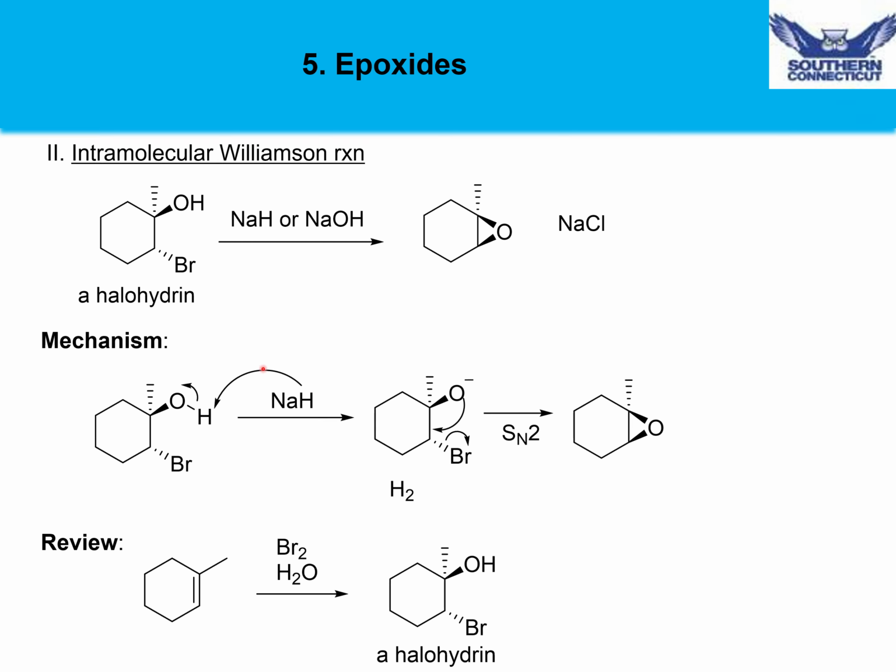Sodium hydride would remove the hydrogen on the alcohol and put a negative charge on the oxygen. That turns the alcohol into an alkoxide. It's a much better nucleophile than an alcohol. Then that oxygen will attack the carbon that has the leaving group through an SN2 reaction and produce the epoxide.